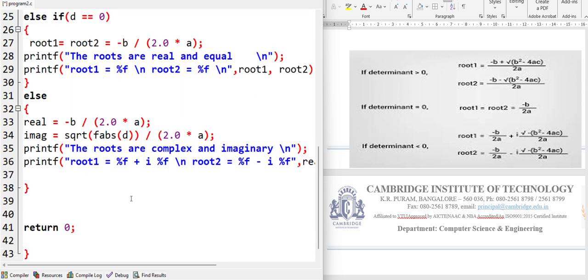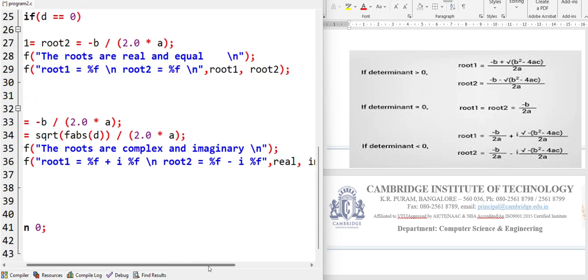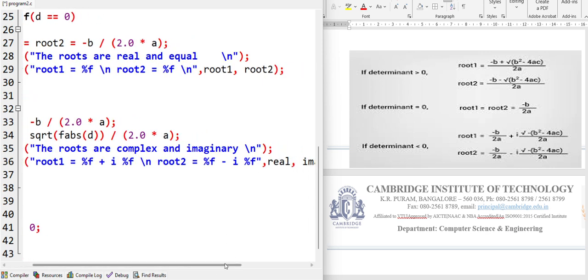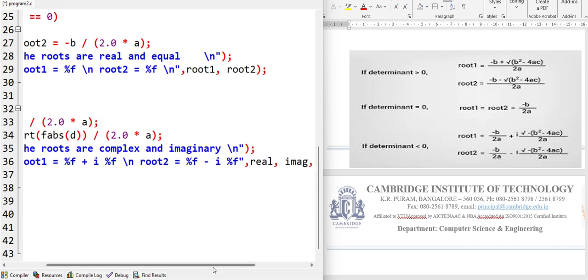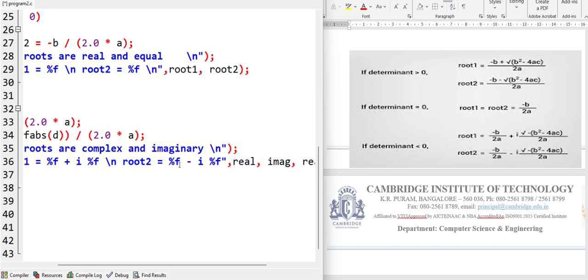Now it will print the roots on the screen. So the roots are complex and imaginary, and then it has to format it on the screen. Root 1 equal to percentage F plus I into percentage F. So what should be there in the first part? First part is a real part, right? And then the second part is the imaginary part. So that is the first root. What is the second root? Second root is again real part minus I into imaginary part.